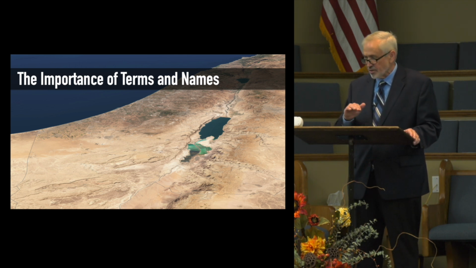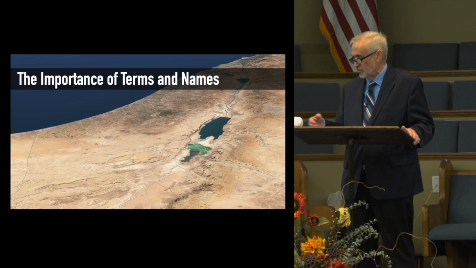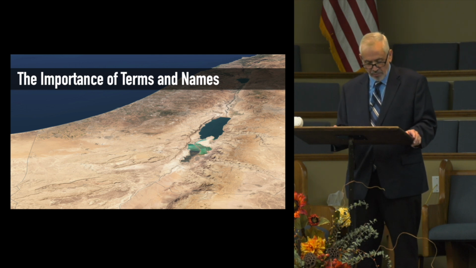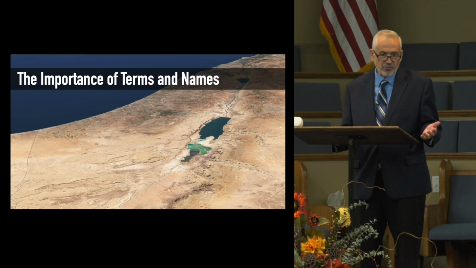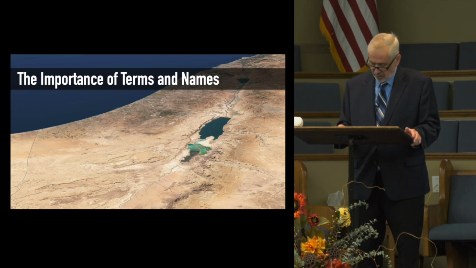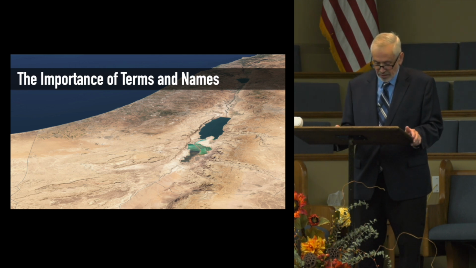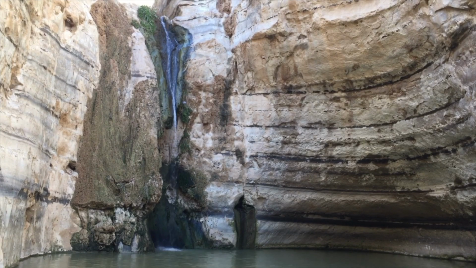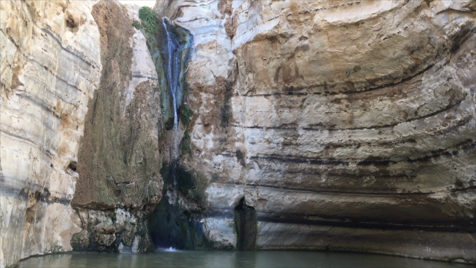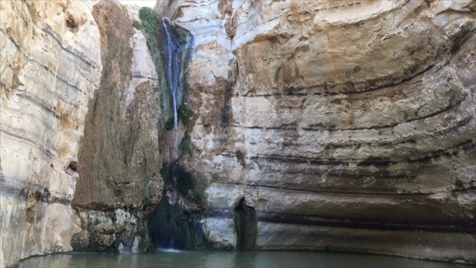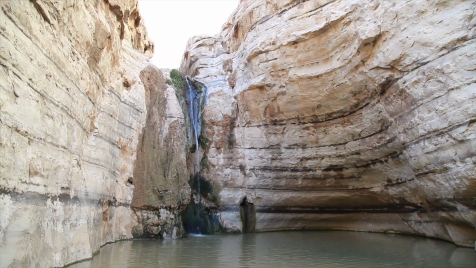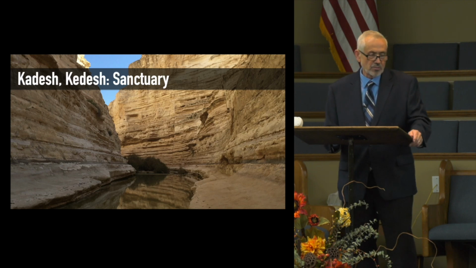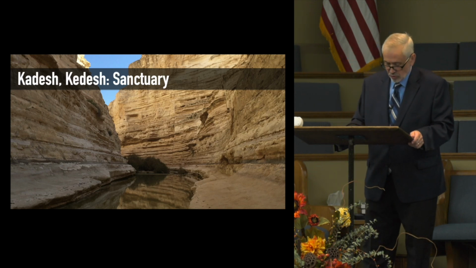We're going to be constantly looking at the meaning of names because they tell you a lot about what's going on at that place. And there are also a lot of prefixes and suffixes that tell us things about geography. For instance, Kadesh. Kadesh means sanctuary, holy place, sanctum. And we know that the Israelites stayed in Kadesh Barnea on their way out of Egypt, and Kadesh was a sanctuary for them.